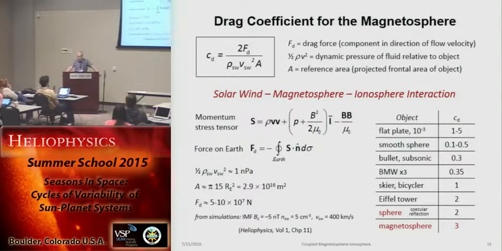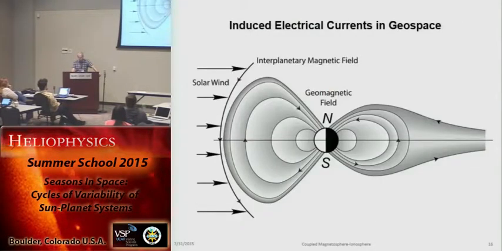And so the magnetosphere is specularly reflecting, and also it's got this tangential stress, which a sphere in the upper ionosphere and thermosphere does not. And to give you a sense of others, for a flat plate oriented tangential to the flow, the drag coefficient's quite small. In ordinary fluid, the drag coefficient's like 0.1 to 0.5. Most cars, 0.2 to 0.5, and so on. So the magnetosphere is exerting quite a bit of drag on the solar wind.